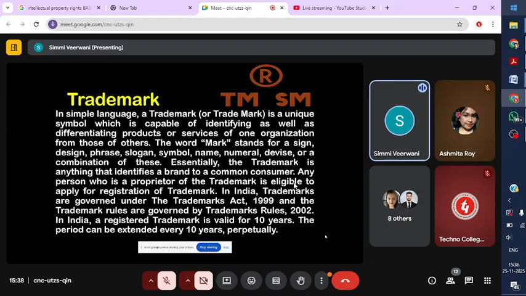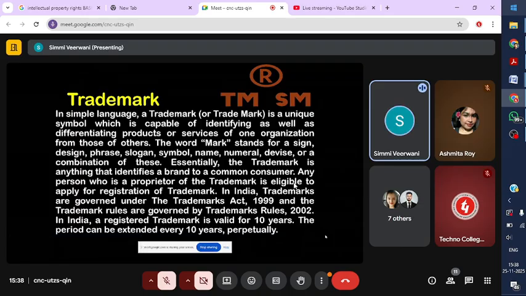If we talk about a device mark, the M sign in yellow color would be a device mark. The slogan mark would be the tagline that is used, that is "I'm lovin' it." That is a trademark that makes it stand out. Like McDonald's has its registered trademark.